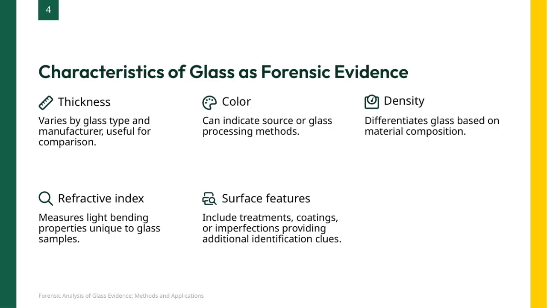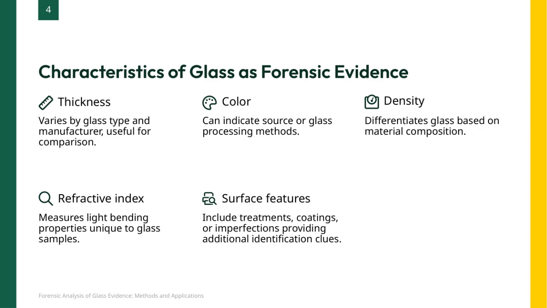When examining glass as forensic evidence, several key characteristics help us identify and compare samples. First, thickness can vary depending on the type of glass and its manufacturer, making it a useful factor for comparison. Next, color provides clues about the source or the methods used to process the glass. Density is another important property. It helps differentiate glass based on its material composition.